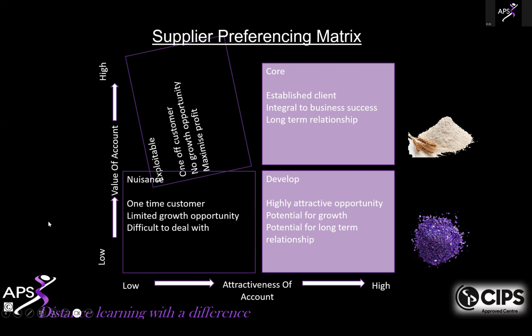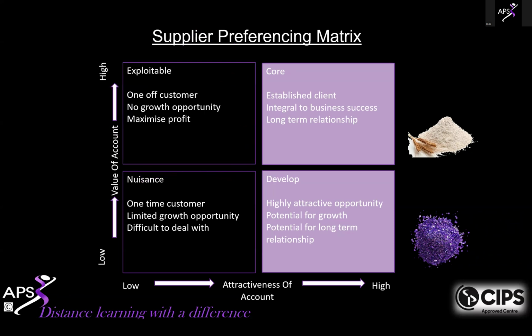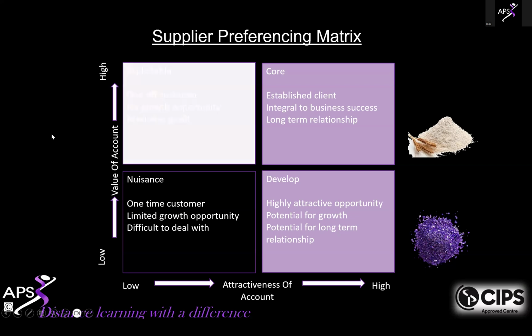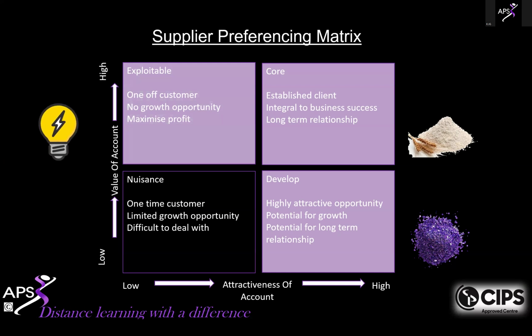The top left quadrant is exploitable. Here we see that the attractiveness of the account is low, but the value of the account is quite high. In this situation, we might be a one-off customer to a supplier. There might be no opportunity for growth. So the supplier might try and maximize profit from us, i.e. exploit us. This could be a supplier of electricity.